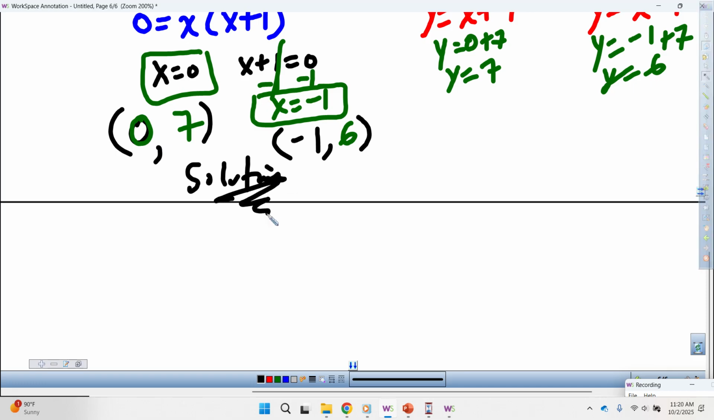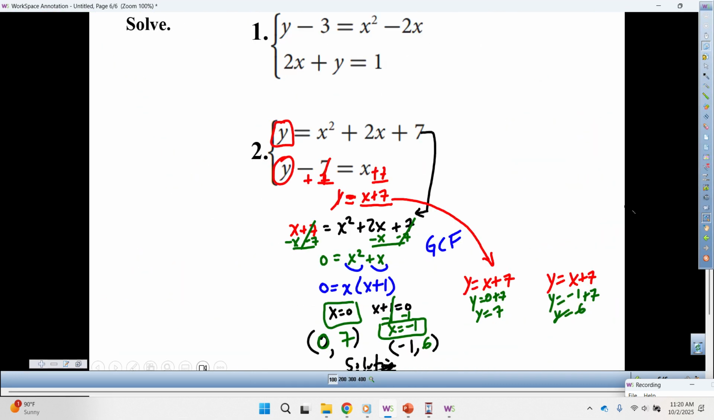Solutions. And what does that mean? That's where both graphs intersect. That is correct. Let me zoom out to see how beautiful this looks.